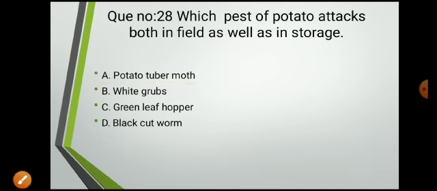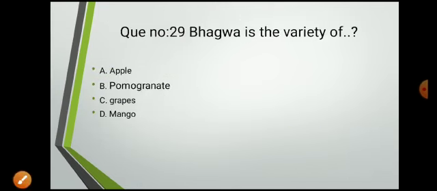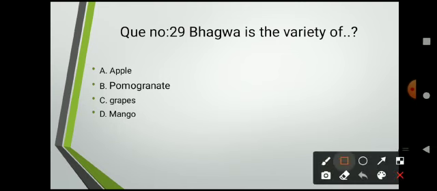Next, question number 29. Bhagwa, it is a variety of. Options are apple, pomegranate, grapes, and mango. And the correct option is option B, pomegranate. Bhagwa is a variety of pomegranate.